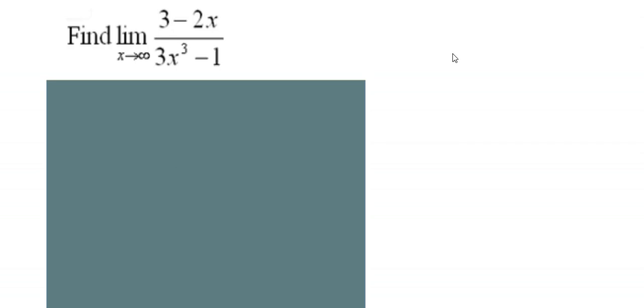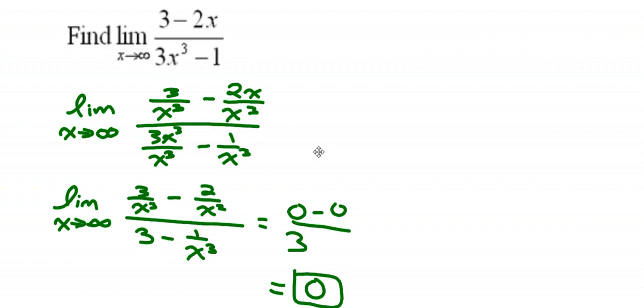All right, here we've got 3 minus 2x over 3x to the third minus 1. Bottom heavy, that's the way I like to look at it. X is raised to the third power in the denominator. It has a higher exponent value. And so we're going to do the same method. We're going to divide every term by x cubed. It's going to simplify. We're going to find the limit. And yes, our limit's equal to 0.